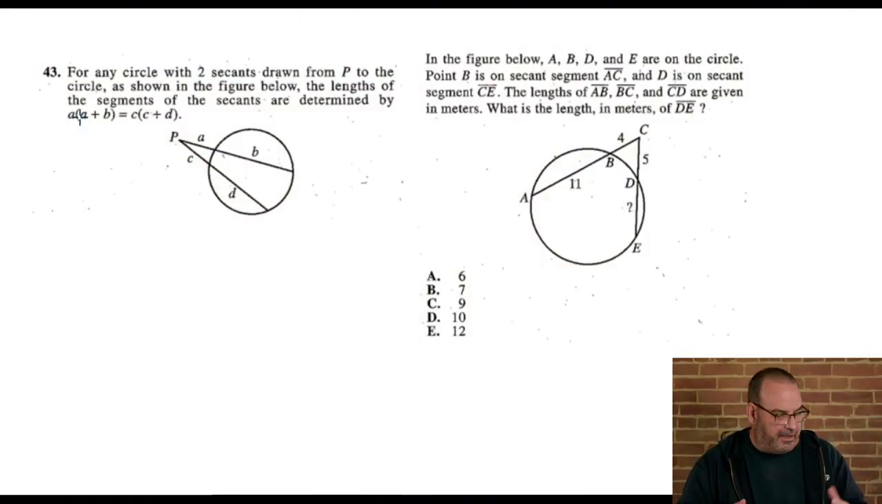All right, I love this question because they give you a formula, an equation to work with for any circle with 2 secants. I picked it because it had the word secant.